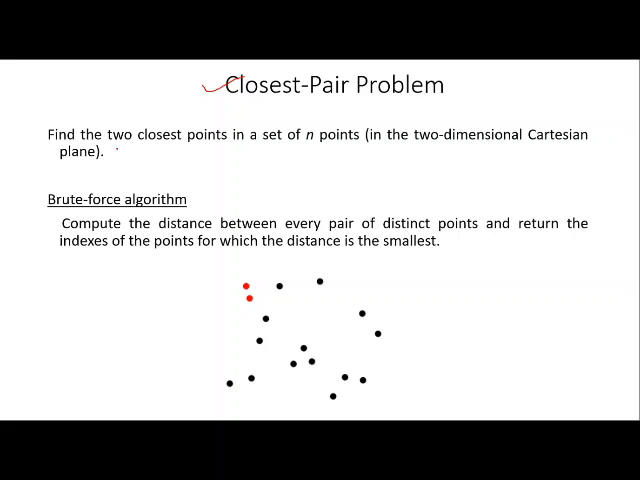Under the brute force algorithm, in order to find the pair of the two points which are closest to each other, we need to compute the distance between every pair of distinct points and return the indexes of points for which the distance is the smallest. For example, we have here the points in terms of x and y coordinates. From the observation here, we can see that these two, the red color here, might be the closest one, because we have a small instance here.